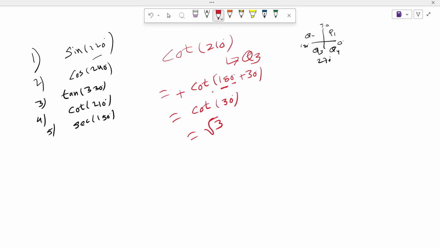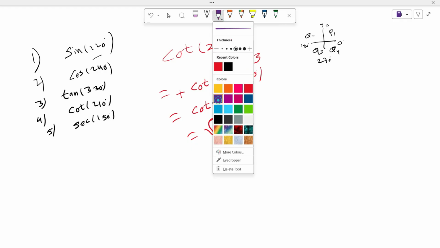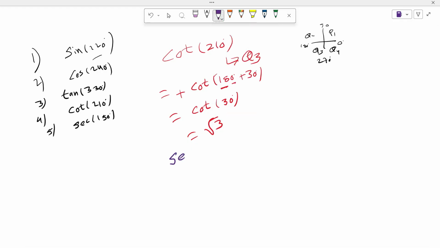And finally we will see the next numerical, which is secant 150. Secant of 150 degrees. Where does this 150 degrees fall? You can see 90 to 180, it will fall under quadrant 2. Okay, so in quadrant 2, which are positive? Sine and cosec are positive. So as secant is not there in quadrant 2, we will get a negative answer for this.